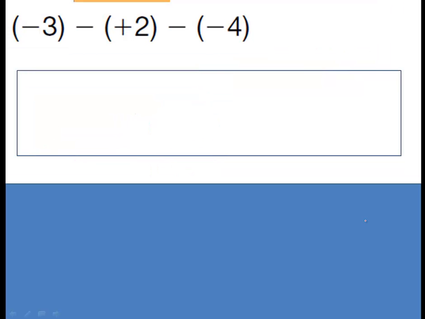Okay, let's look at another one. See if you can do this one yourself, please. Please work through this and do it. Make sure you know how to do this skill because it's a very important one. Pause the video and do it.